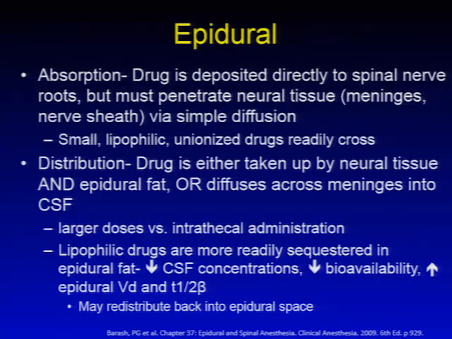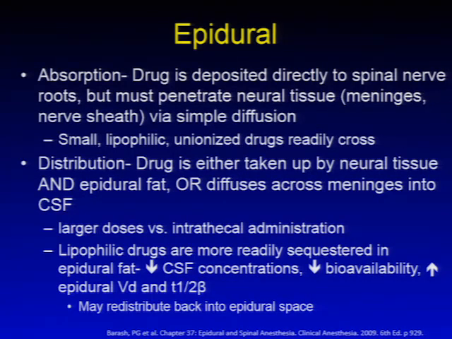For epidurally administered drugs, for absorption, the drug is deposited directly around the spinal nerve roots, so there's not a whole lot of absorption that takes place. However, the drugs must still penetrate neural tissue, such as the nerve sheath and meninges, and this happens through simple diffusion. And it is the smaller, lipophilic, unionized drugs which are much more able and readily cross these neural tissues, as opposed to the larger, hydrophilic, or ionized drugs.